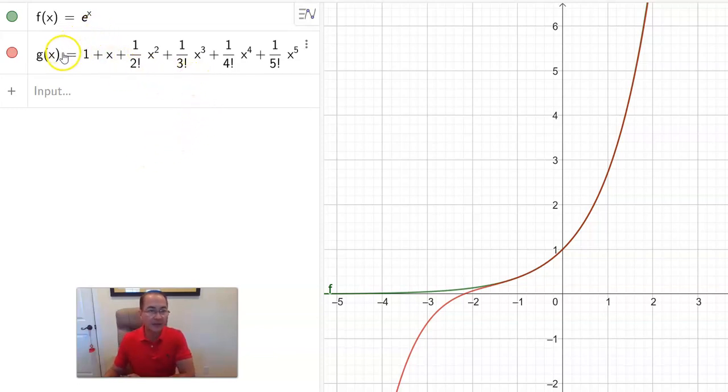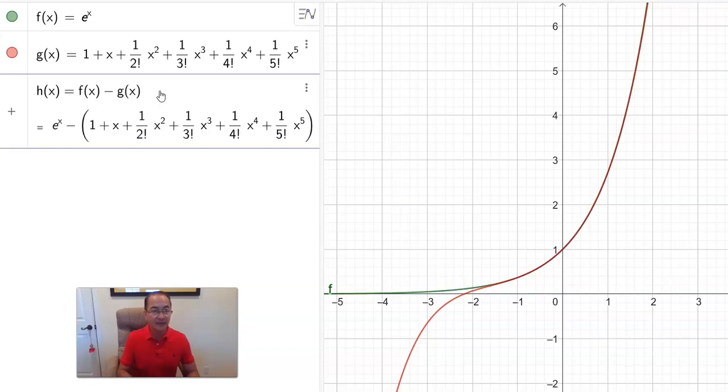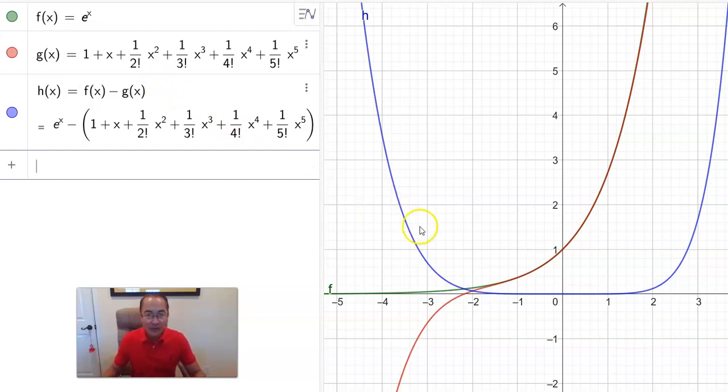So here's our function. Here's the partial sum S5. Fortunately, they have names. So the error, let's call it h of x. I don't like using capital E or lowercase e because GeoGebra thinks that e means e, the exponential base. So I'd rather not toy with him. So h of x is the difference, f of x minus g of x. Ooh, okay, there it is. It's in blue. Beautiful. So notice, let's hide these two.